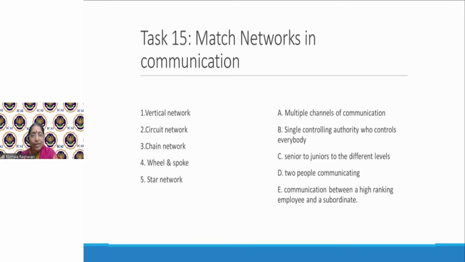Okay, let me say it again. Vertical network, communication between a high ranking employee and a subordinate. That's number one. Circuit network, two people communicating. Chain network, senior to juniors at different levels.